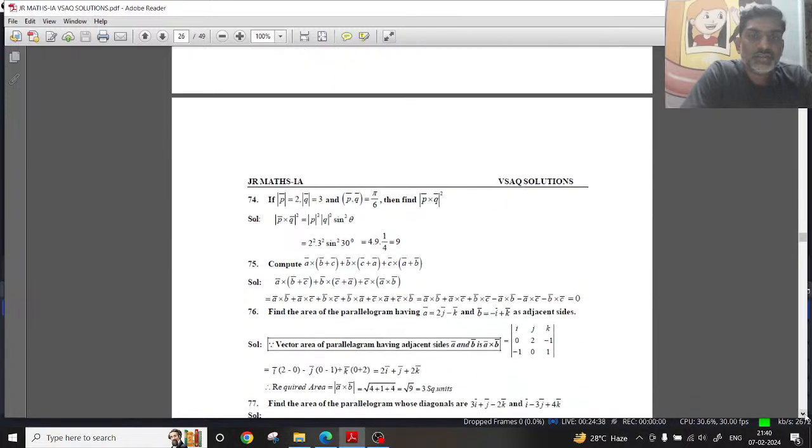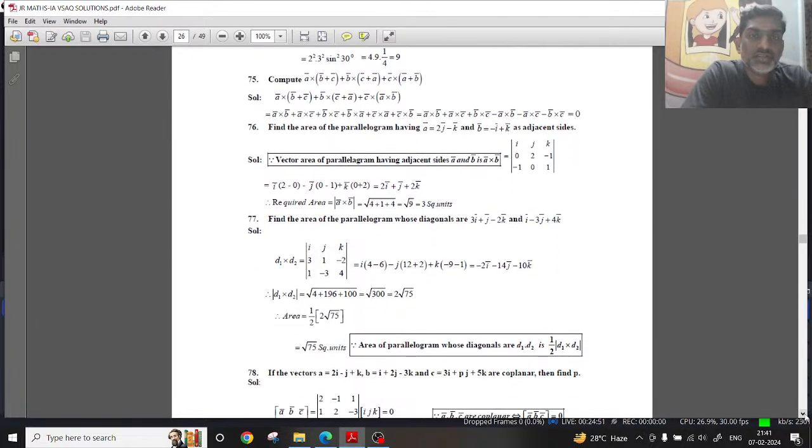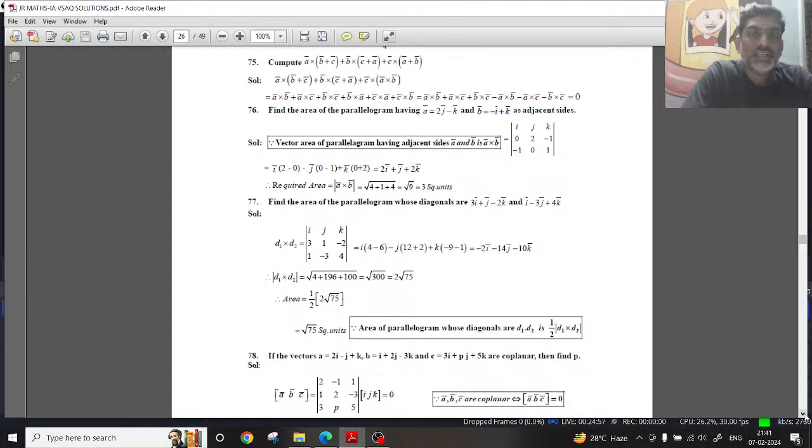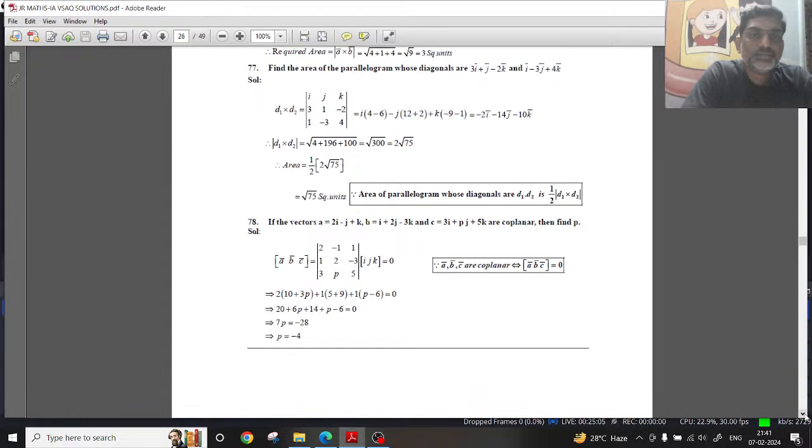And 74. Magnitude of P is given, magnitude of Q is given, angle between P and Q is given. Find magnitude of P bar cross Q bar whole square. Directly calculate, sir. 75th also direct property. 76, area of a parallelogram having adjacent sides, that is A bar cross B bar magnitude. Find the area of the parallelogram whose diagonals are given. Magnitude of cross product of D1 and D2, that is only the area.